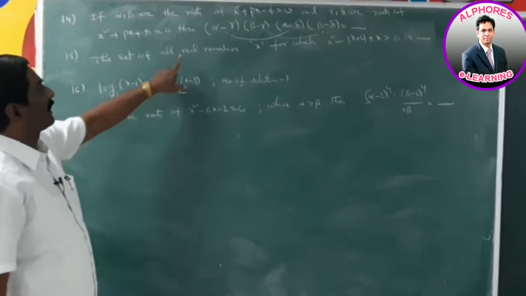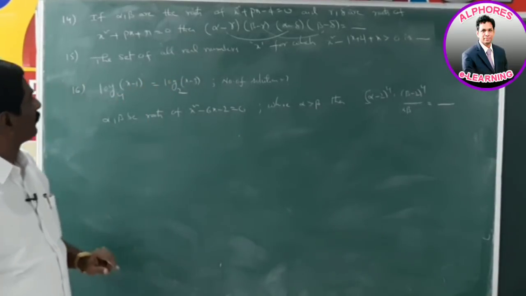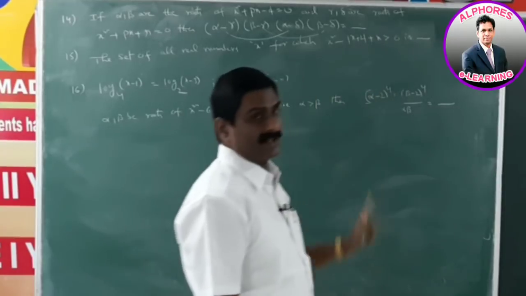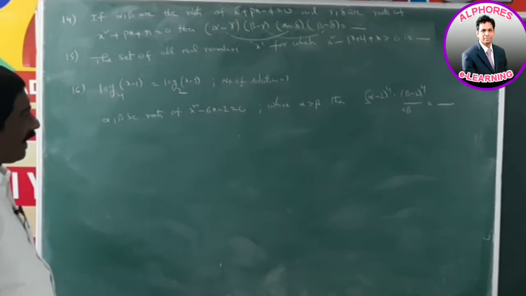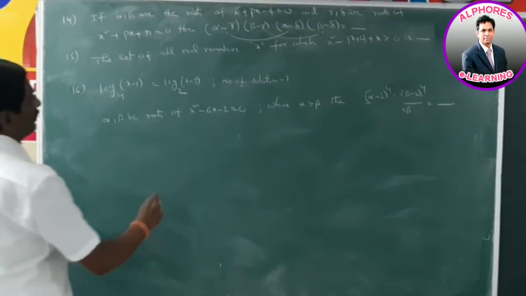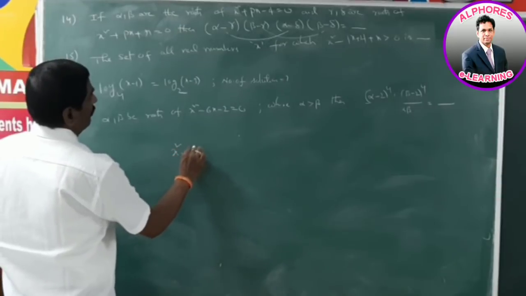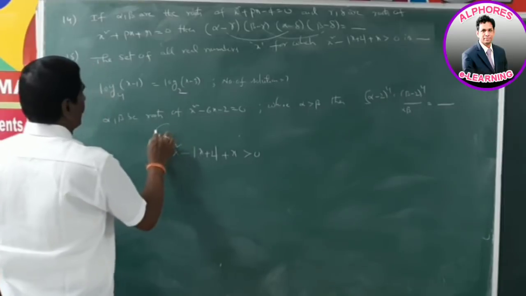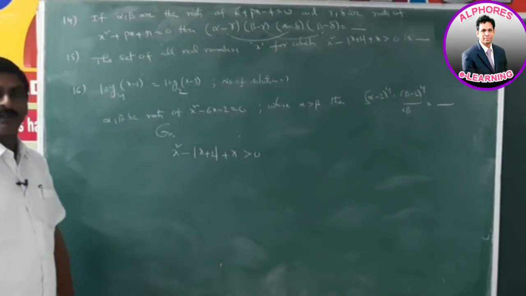The set of all real numbers x for which x square minus mod x plus 2 plus x greater than 0. It is the inequality, and this inequality contains quadratic and modulus terms. The given inequality is x square minus mod x plus 2 plus x greater than 0.